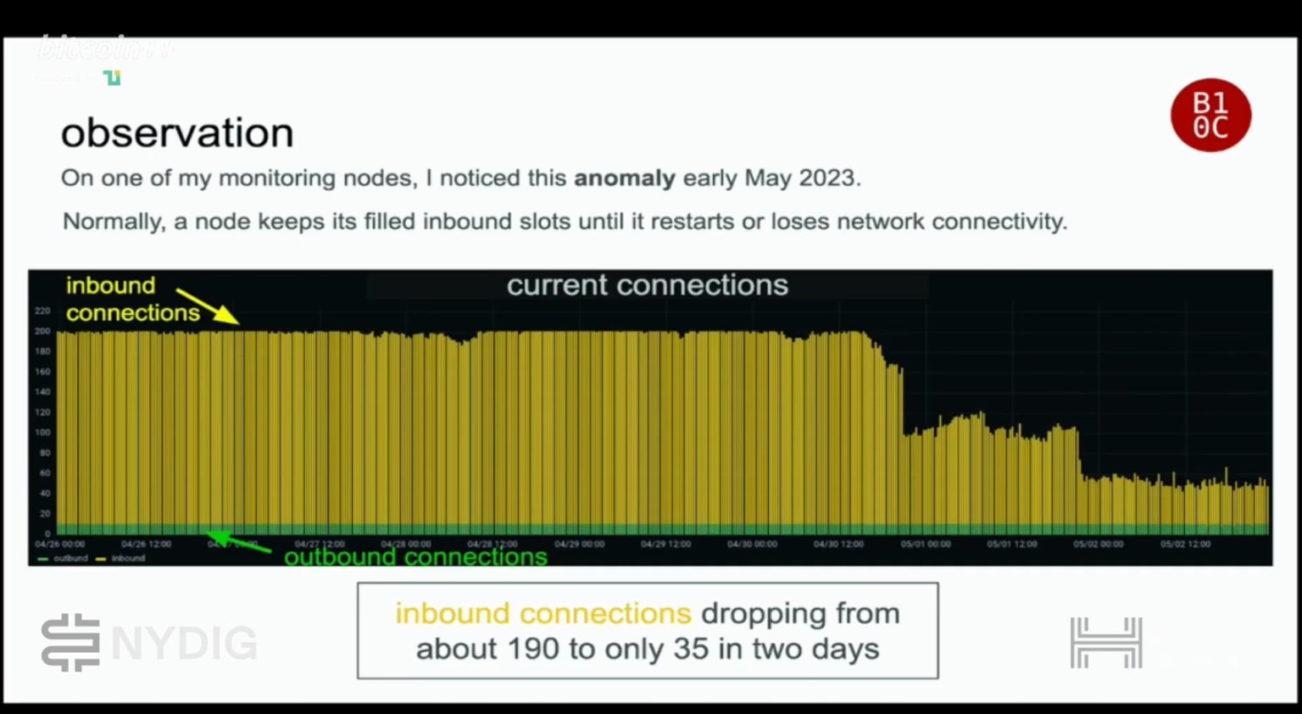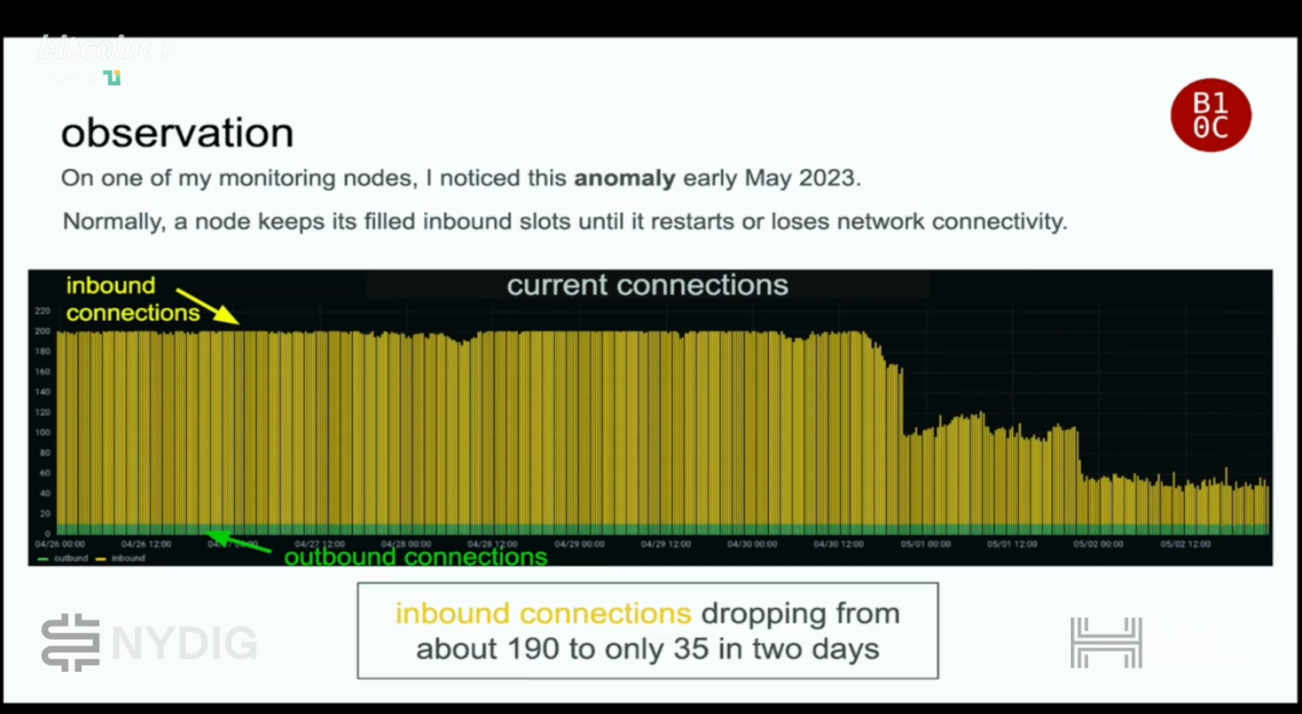And one of these anomalies I noticed while building out Peer Observer in early May 2023. So normally a Bitcoin Core node, once the inbound connection slots are filled, so peers connect to this node, and it fills up to a certain point where the inbound slots are filled. These usually remain filled until you either restart the node or the node loses network connectivity.